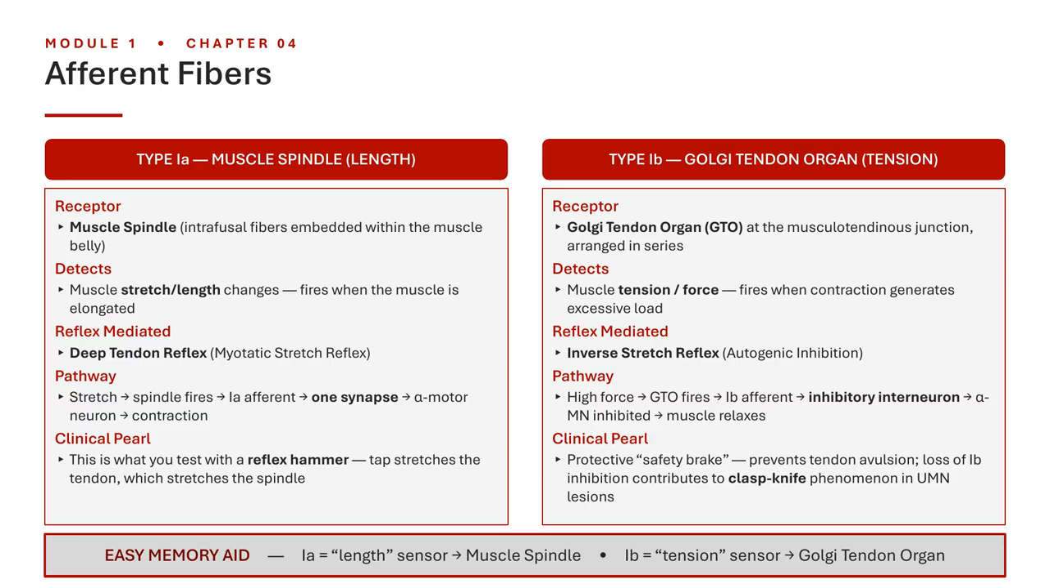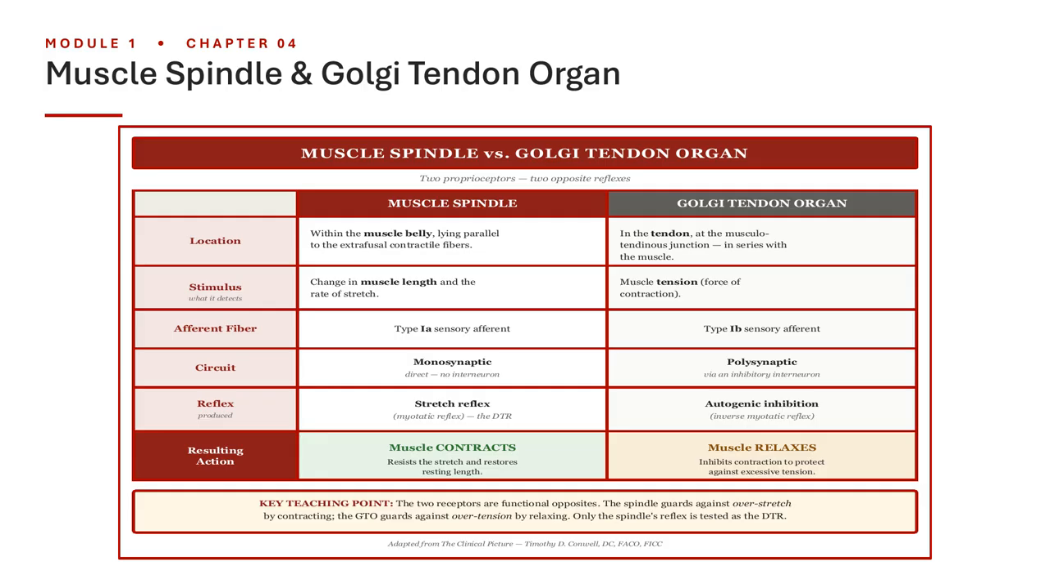The memory aid, 1A equals length, muscle spindle, 1B equals tension, Golgi tendon organ. That association will serve you on every board exam and at every bedside. Let's consolidate the comparison with this side-by-side summary. On your left, the muscle spindle. On your right, the Golgi tendon organ.